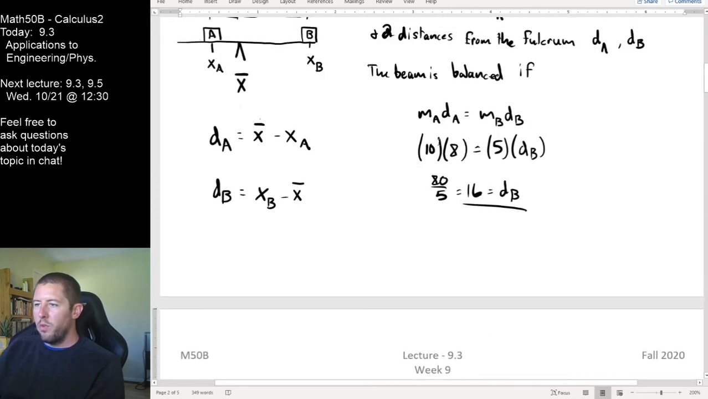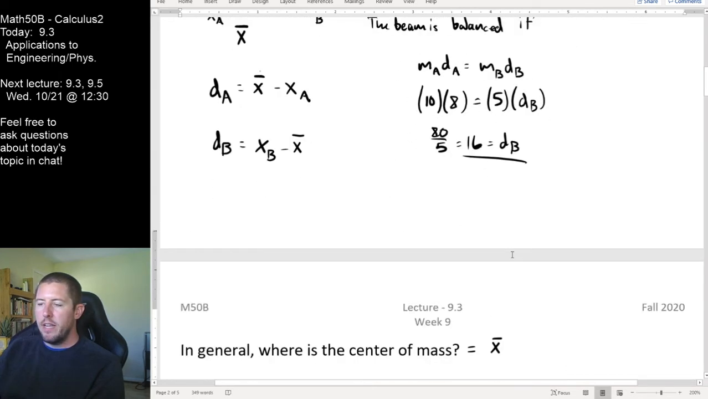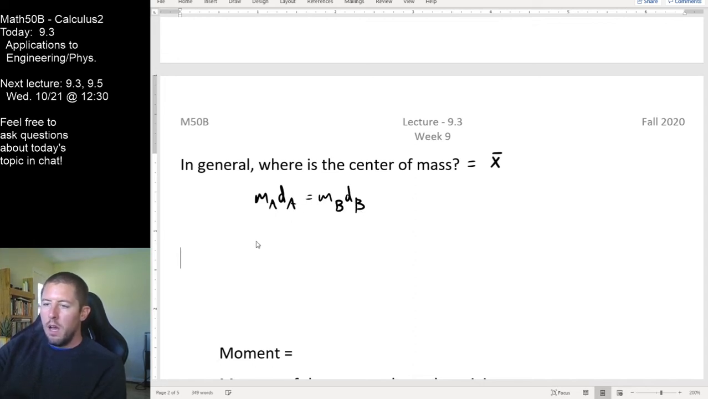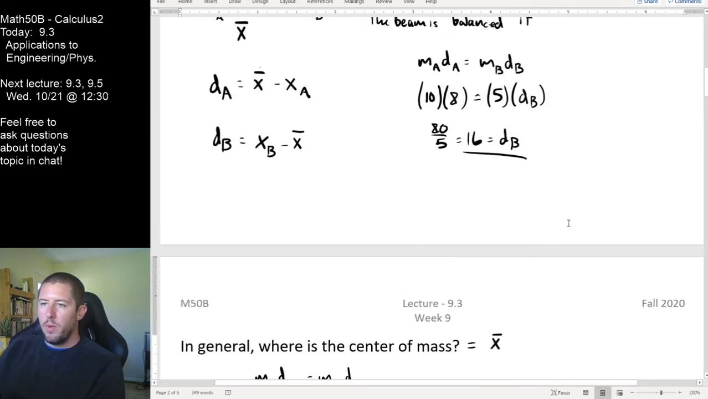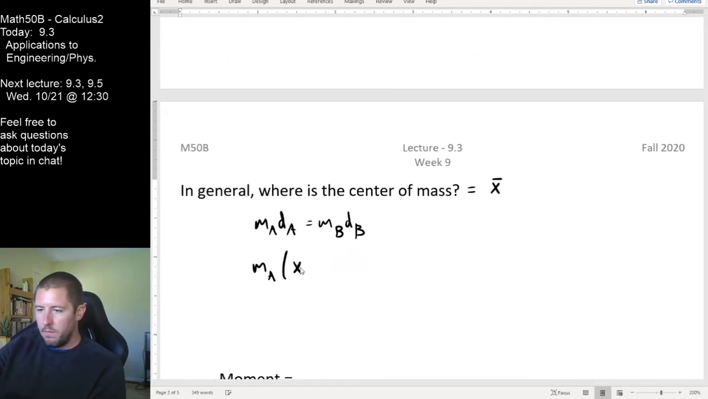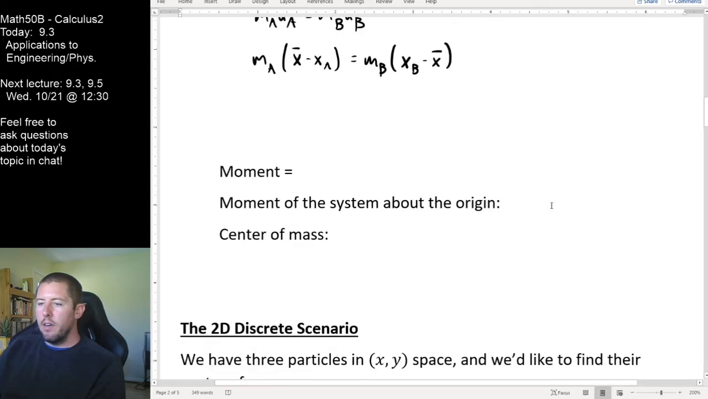So what I want to do is just rephrase our centered balance beam phrasing in terms of that. So what we had was that mA dA equals mB dB. Our mass of A is just the mass of A, but the distance away that point A was, we had that here. It's x bar minus xA according to our picture. Mass of B, there's nothing for that. dB was xB minus x bar. So what I want to know is, where is this center of mass x bar?